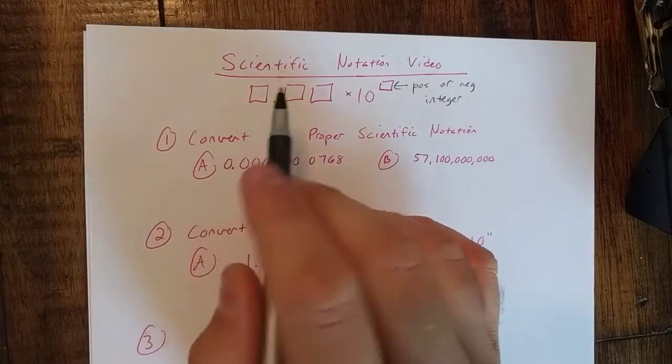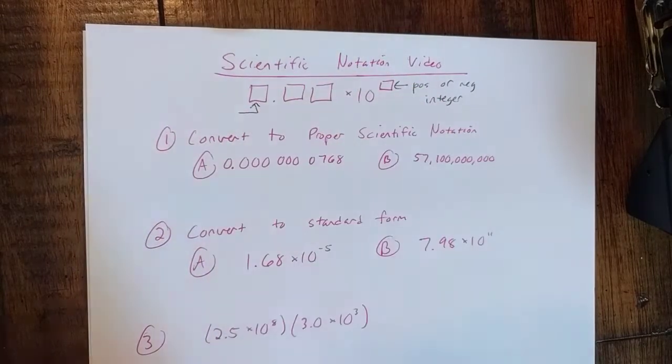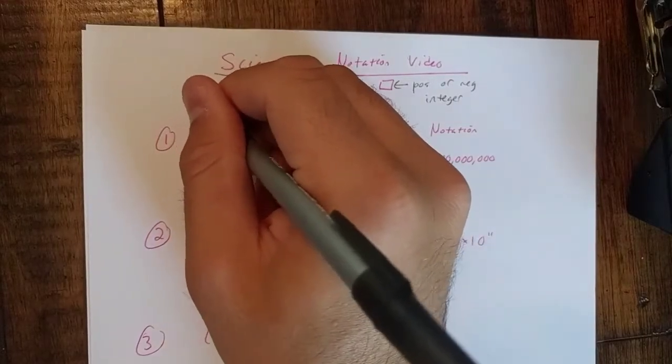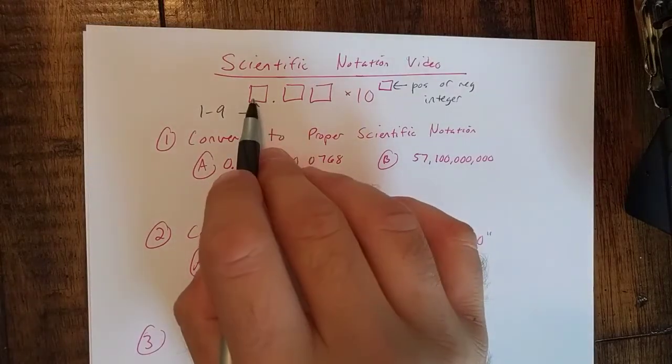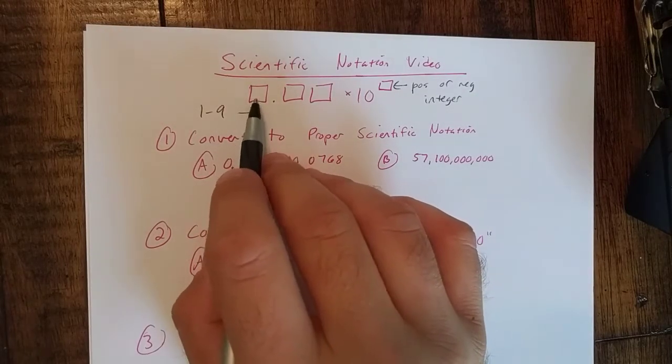The rule for this first digit is that the single digit has to be between 1 and 9. It cannot be 0, and it cannot be more than one digit. So 1, 2, 3, 4, 5, 6, 7, 8, 9. Those are appropriate single digits to go in front of the decimal or in the 1 spot.